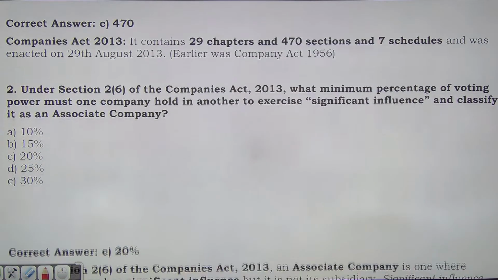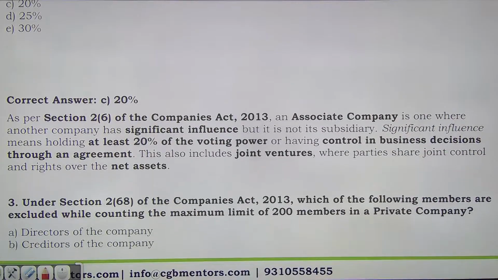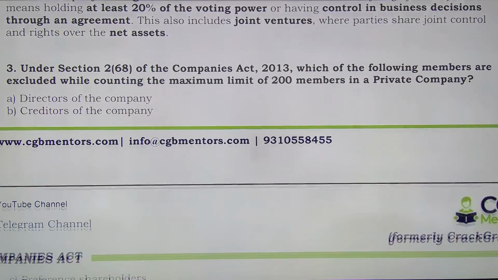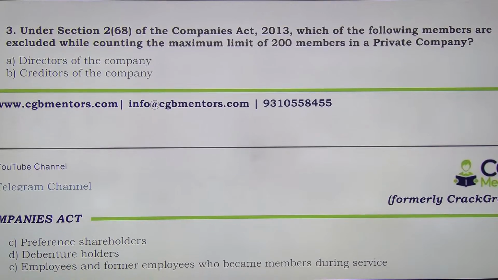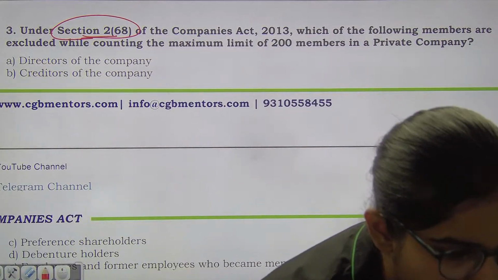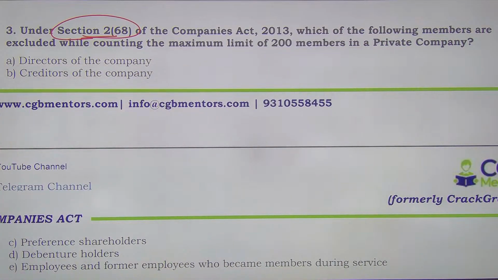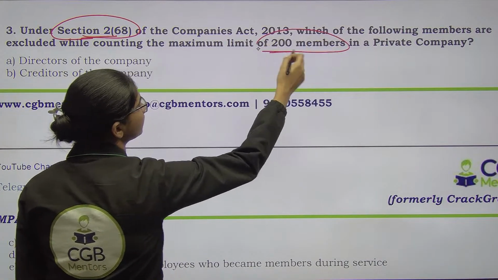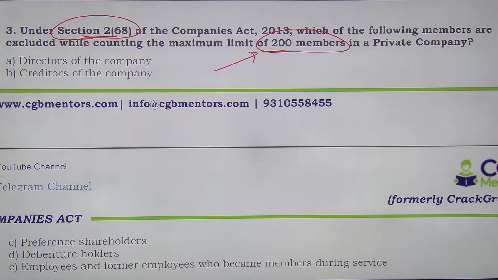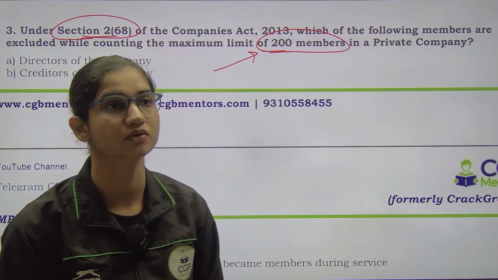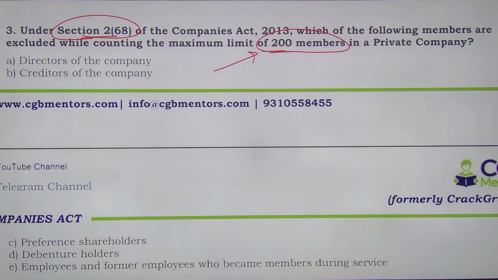Now we are moving forward to the next question. Next question is section 2 subsection 68. This section teaches you the definition of a private company. As we know, in a private company the maximum number of members can be 200 members, right? But in this limit of 200, who are the people who are excluded? Some people will not be counted in this particular limit. So you have to answer who will not be included.